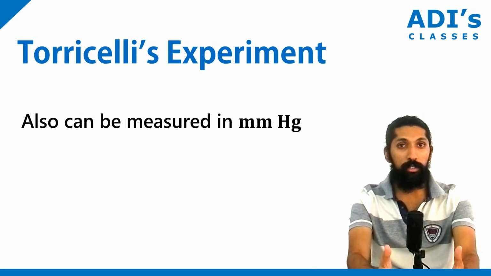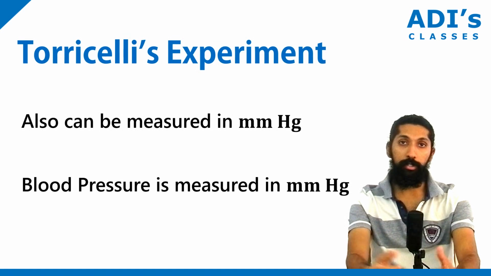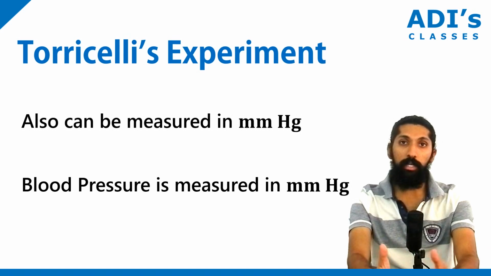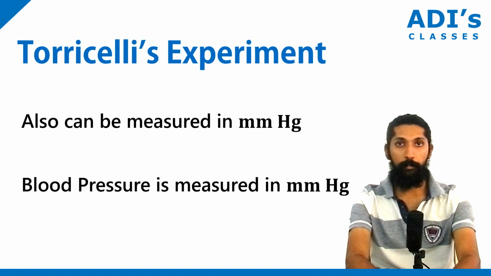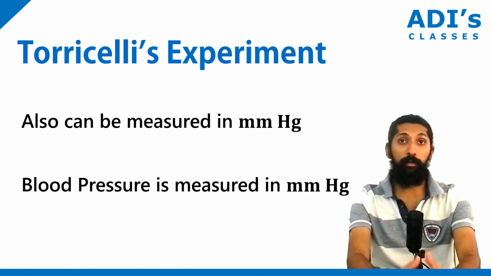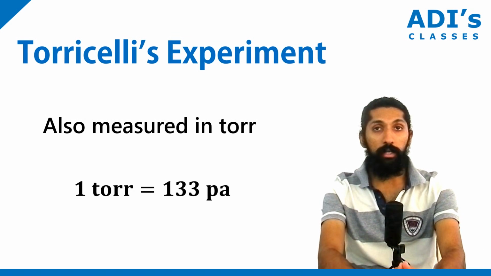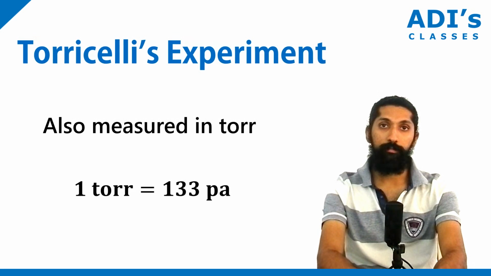Generally we use this in measuring blood pressure. Okay, so BP is measured generally in terms of mmHg. Okay, there is one more way of measuring. This is called torr. One torr is 133 Pascal. Okay, this is another way of representing pressure.